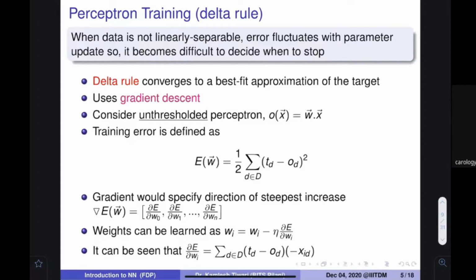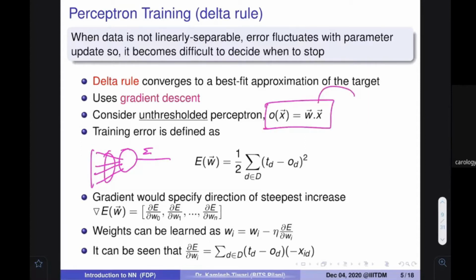Once again, let me tell you that this was the perceptron that was given to me, and the summation, whatever value comes over here, is the output I'm going to give you. My output is going to be the multiplication of the weight with the x that is given to me. So I am not applying thresholding. This part is clear.